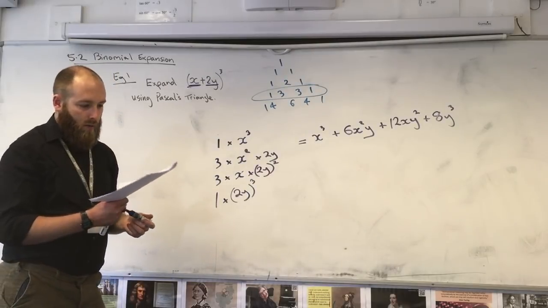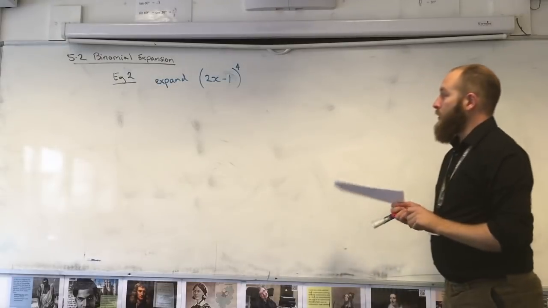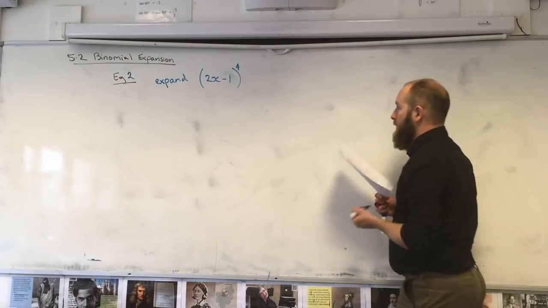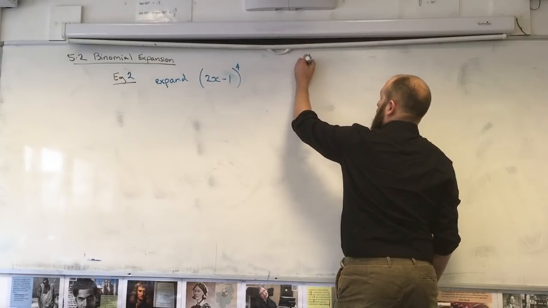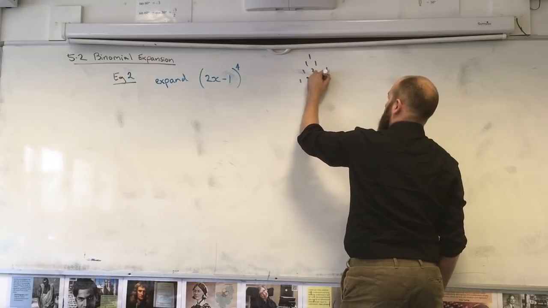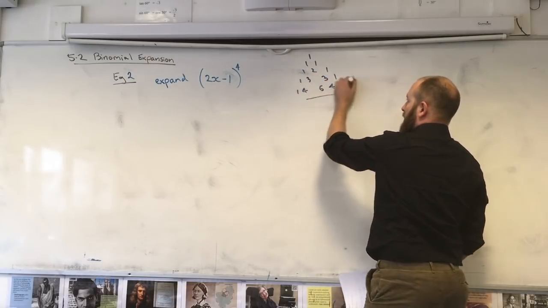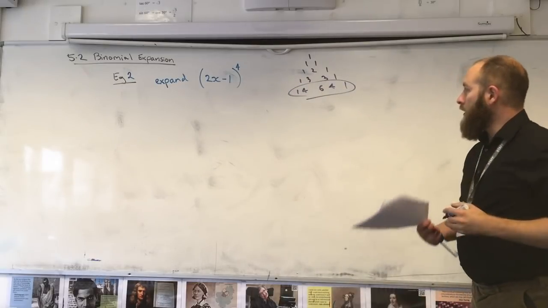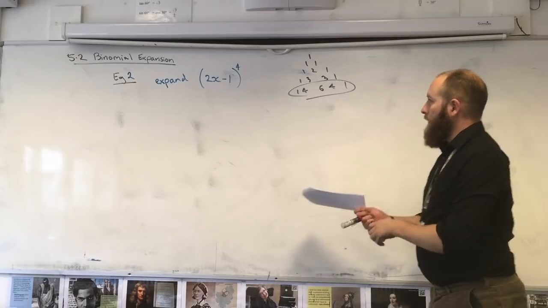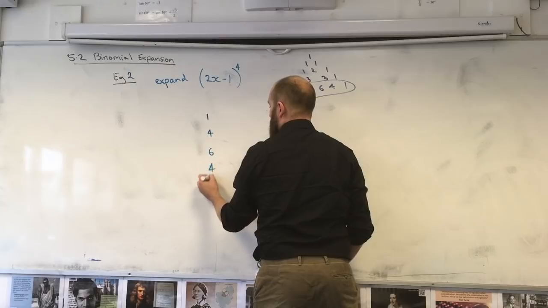Alright, let's try another one of these then. So we're going to expand (2x minus 1) to the power 4, which would normally take quite a while and would be very easy to make a mistake in. So we'll draw Pascal's triangle out again. Because of power 4, I know it's going to be the row that has a 4 in it at the start. So again, those are going to be my coefficients: 1, 4, 6, 4, 1.